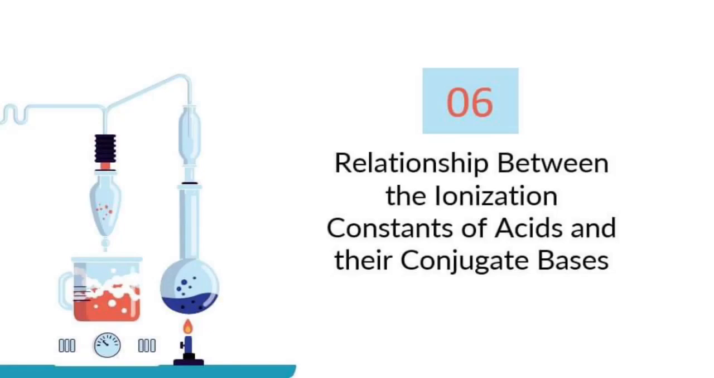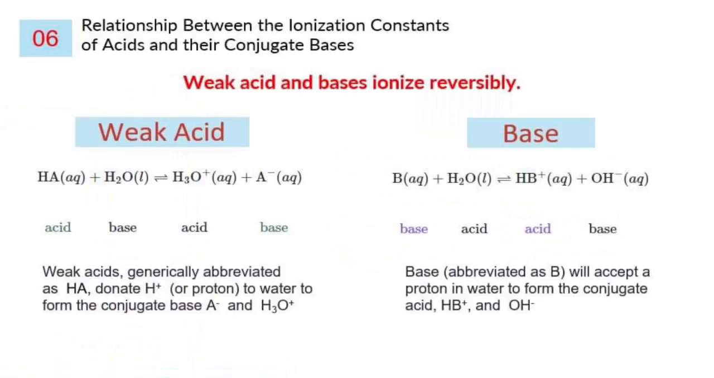I will now report the relationship between the ionization constants of acids and their conjugate bases. When weak acids are dissolved in water, they ionize reversibly by donating a proton to water molecules. This forms their conjugate base and hydronium ions. Similarly, weak bases accept protons from water molecules, forming their conjugate acids and hydroxide ions. This process occurs through a reversible reaction, allowing for the establishment of dynamic equilibrium between the reactants and products.